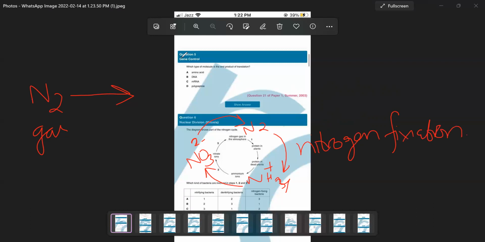Then we have two processes left, nitrifying and denitrifying. So nitrogen has been fixed into the ground by nitrogen fixation. Now we have ammonia, which dissolved in water to give us this ammonium ion. Now we have two processes left, which are denitrifying and nitrifying.